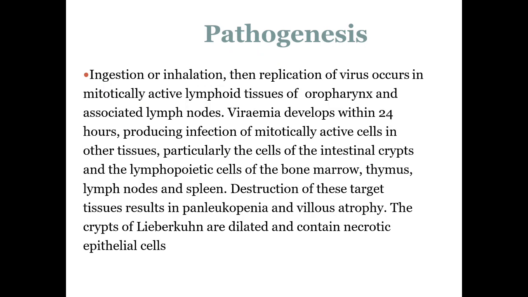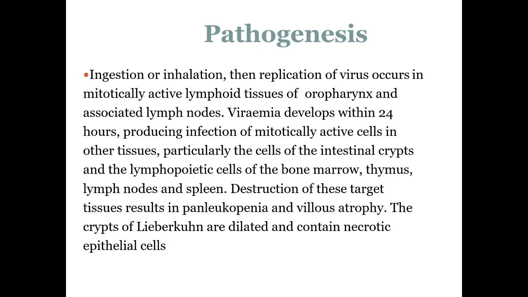If we talk about the pathogenesis, the feline Panleukopenia virus is excreted via the different excreta and is ingested or inhaled by the host species, and it divides in mitotically active lymphoid tissues of the oropharynx and associated lymph nodes, and develops viremia systemically within 24 hours, producing infection of mitotically active cells in other tissue, particularly the cells of the intestinal crypts and the lymphopoietic cells of the bone marrow, thymus, lymph node, and spleen. Destruction of these target tissues results in panleukopenia and villus atrophy.